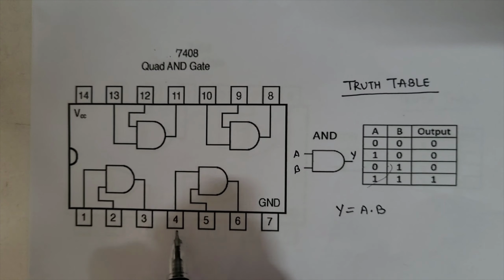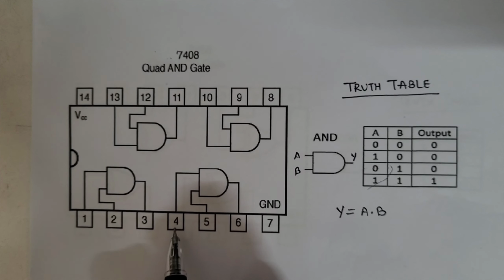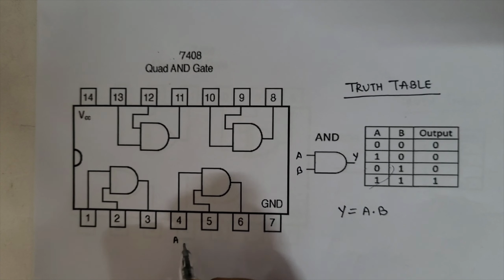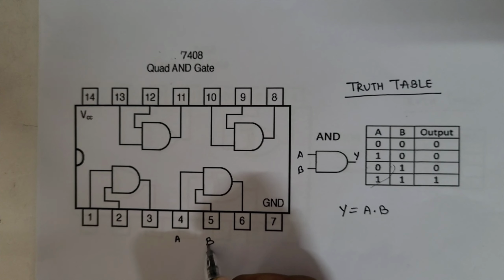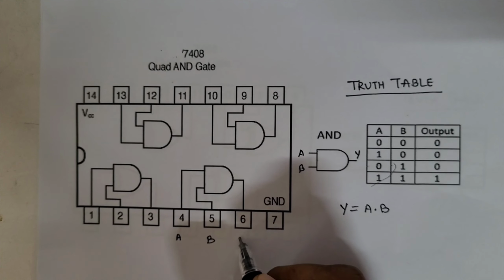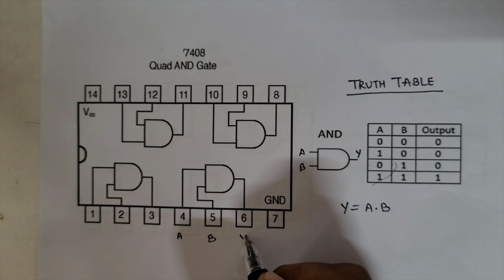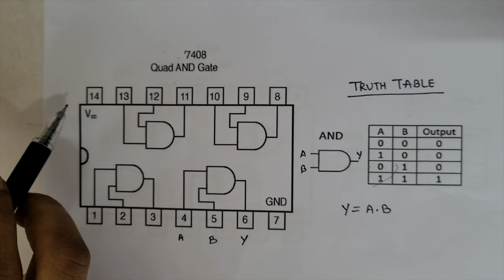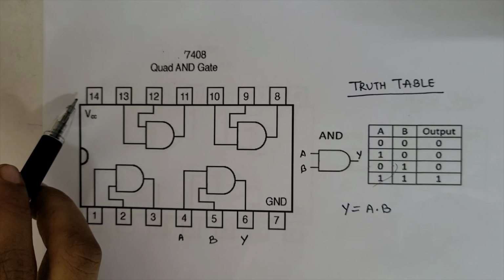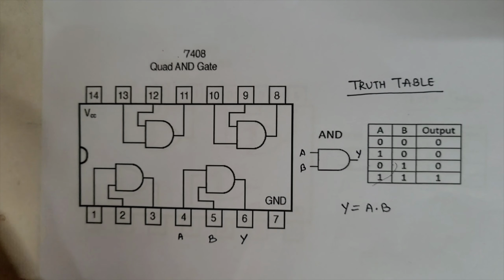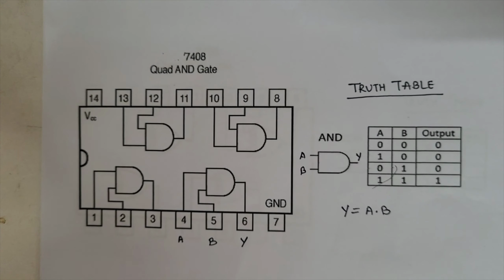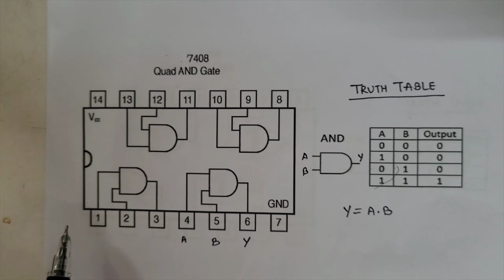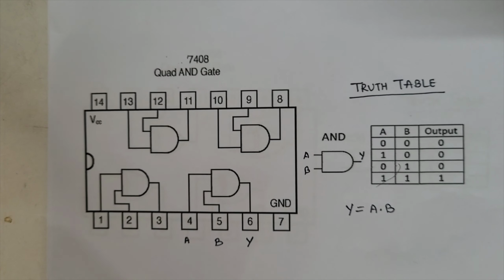We are going to consider only one gate, so I will be considering pins 4, 5, 6, where pin 4 will be input A, pin 5 will be input B, and pin 6 will be output Y. Pin 7 I will ground and pin 14 I will put VCC, which is going to be plus 5 volt.